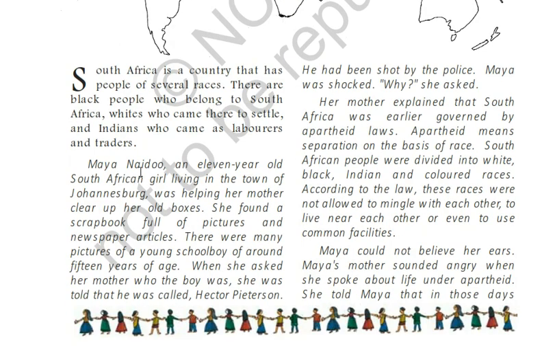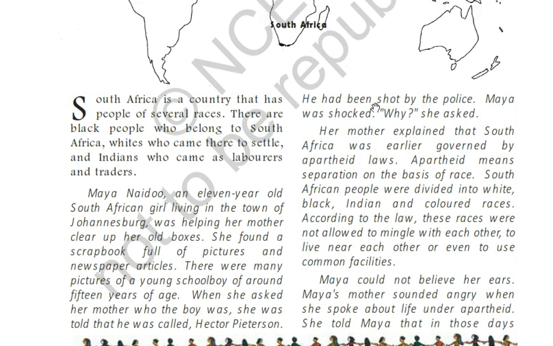So Maya Naidu, an 11-year-old South African girl living in the town of Johannesburg, was helping her mother clear up her old boxes. She found a scrapbook full of pictures and newspaper articles, and there were many pictures of a young schoolboy of around 15 years of age. When she asked her mother who the boy was, she was told that he was called Hector Peterson. He had been shot by the police. Maya was shocked. Why? She asked.